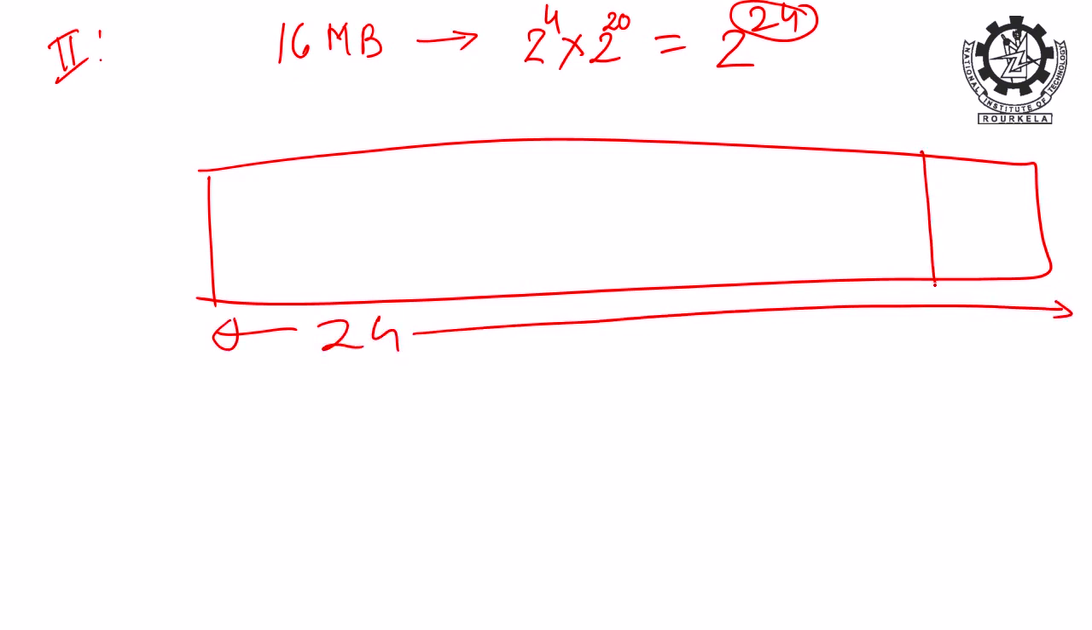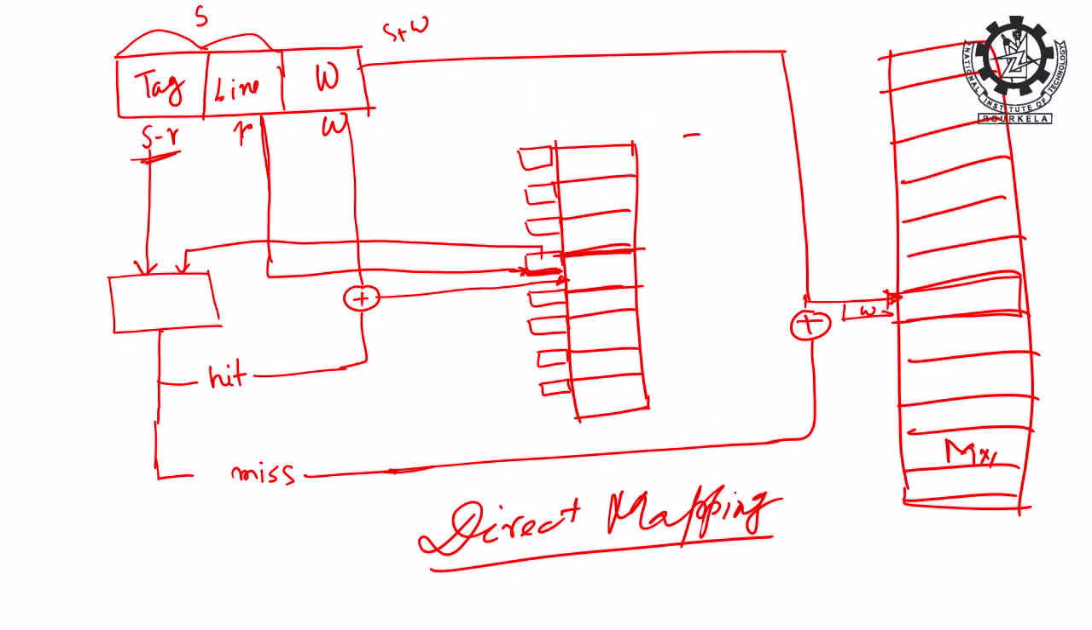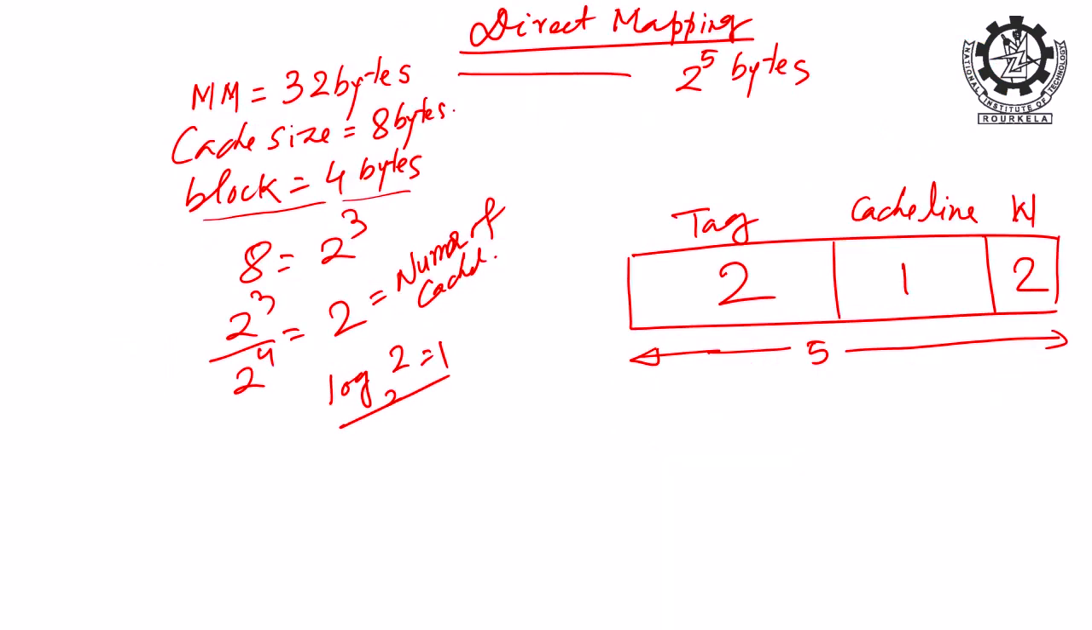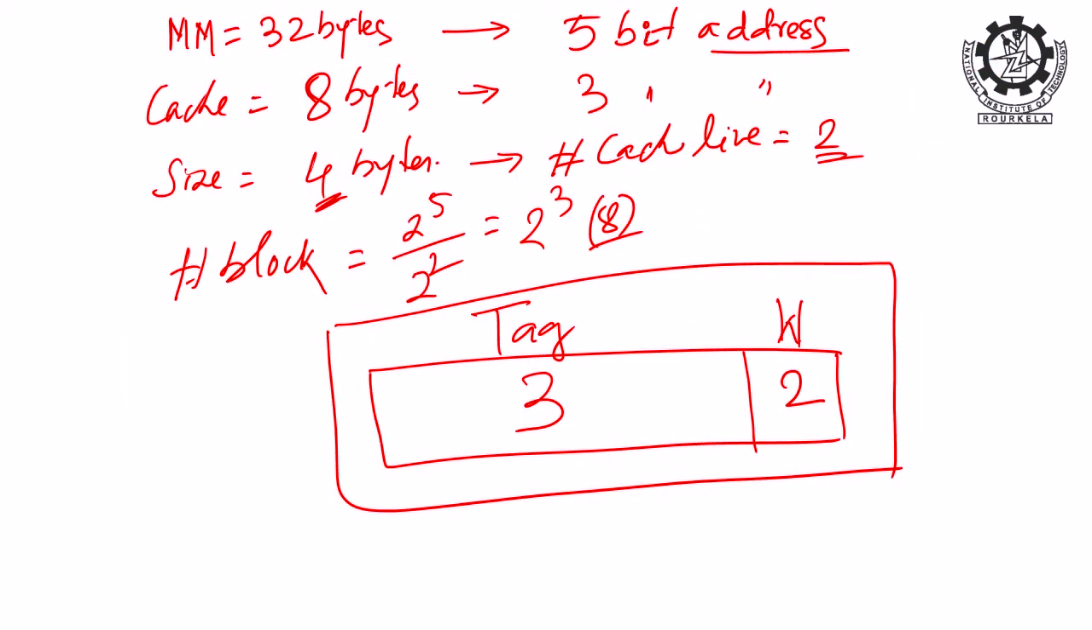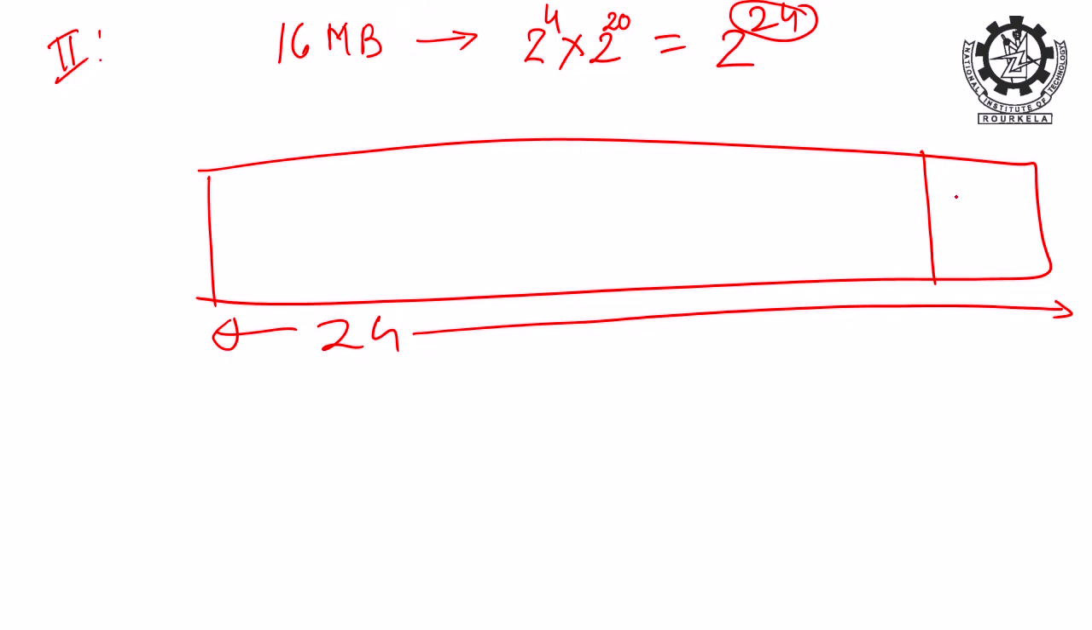And then the block size is 4 bytes, right? So, that means 2 bits for the word. So, the rest, 22 bits, will be the tag.